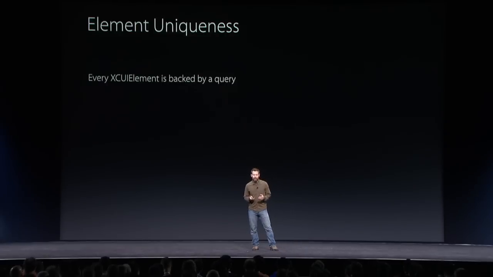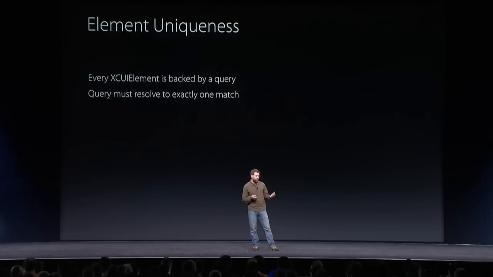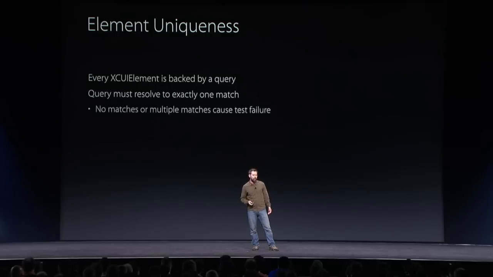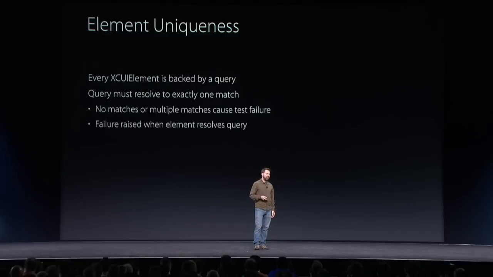Elements, when you work with them in your test, must be unique. So what does that mean? Well, every one of these elements is backed by a query, and the query has to resolve to a single instance. Otherwise, when we go to synthesize the event, so you tell us to tap, but if there's multiple buttons that match that, it's not deterministic. We can't really know what you mean for us to do. Similarly, if you ask us for some property of the element, we don't know which one did you really mean, or maybe there wasn't one at all. So it's important that the queries for elements resolve to exactly one match. If they don't, when you access the element, we'll raise a failure for that.